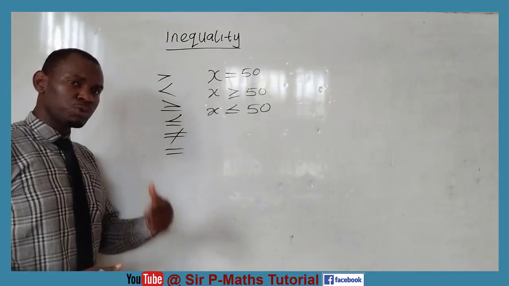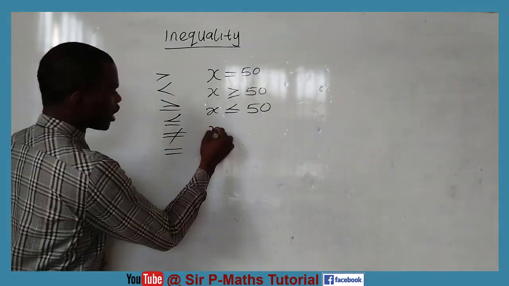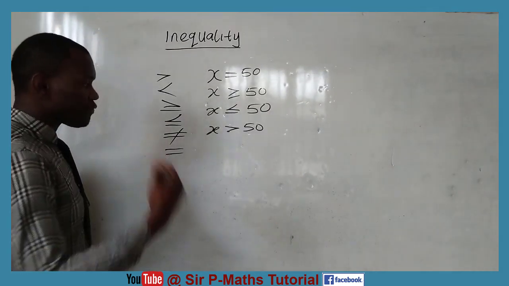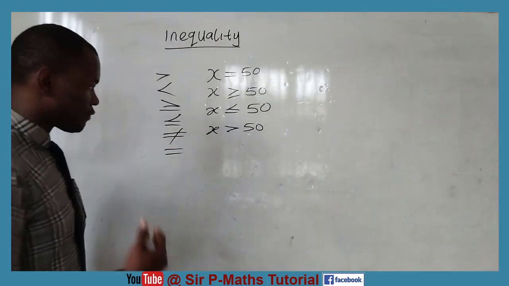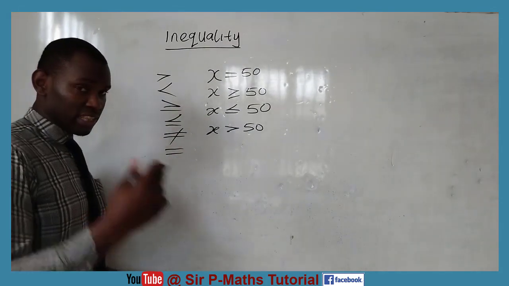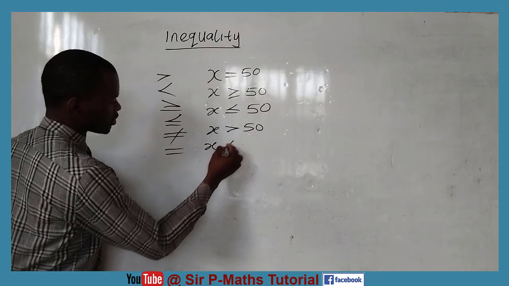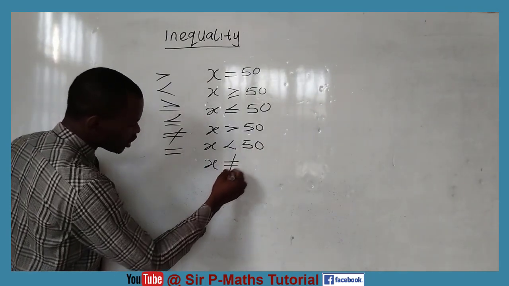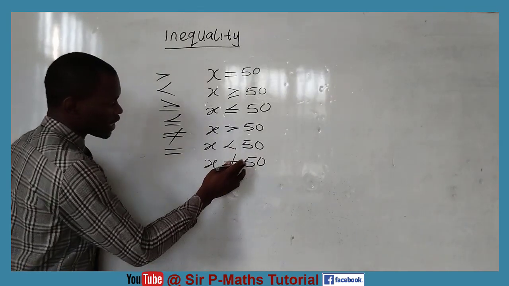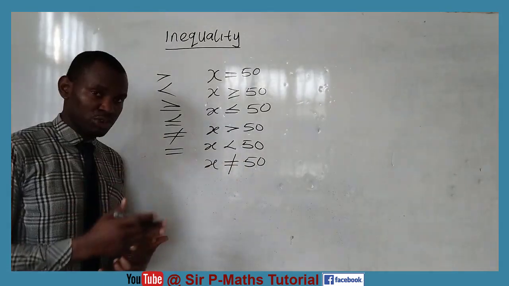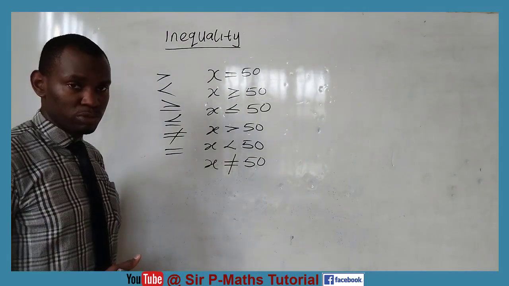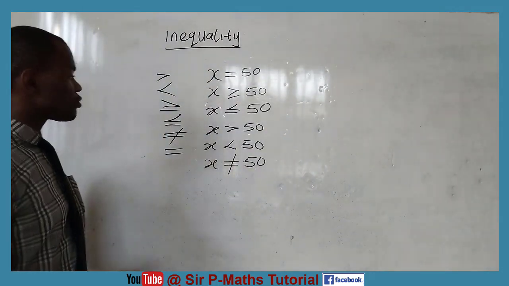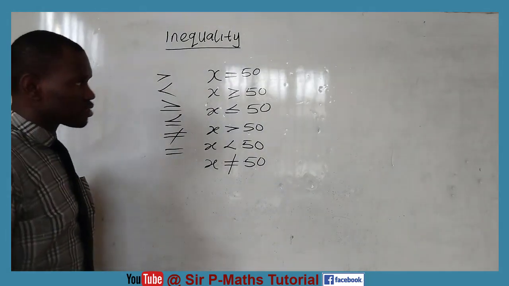But if I am sure that the oranges are more than 50 in quantity, I'll say X is greater than 50. Then if I am sure it is less than 50, or I am thinking it is less than 50, I'll say X is less than 50. I can also say that the orange is not equal to 50. That is when I know for a surety that the orange is not up to 50. We can say not equal to 50. So these are the usages of the basic inequality symbols.